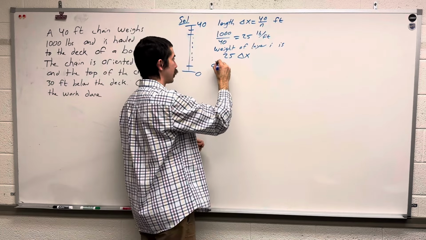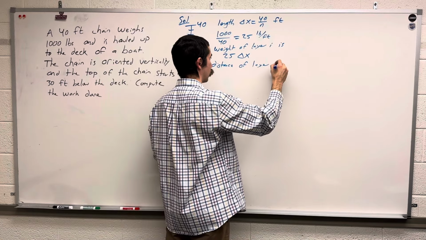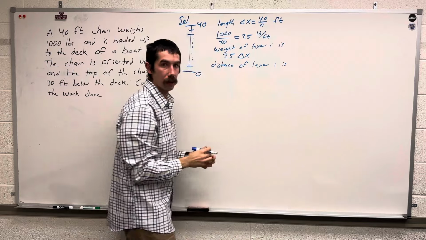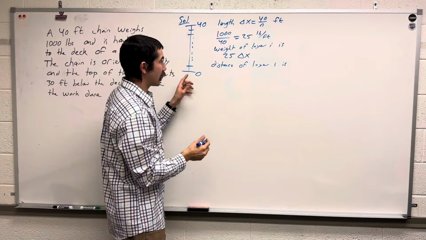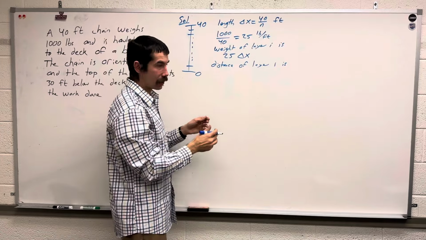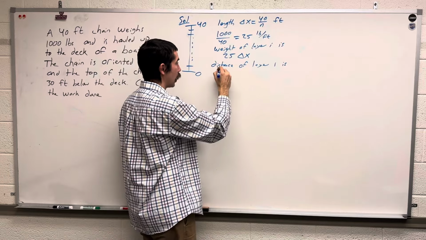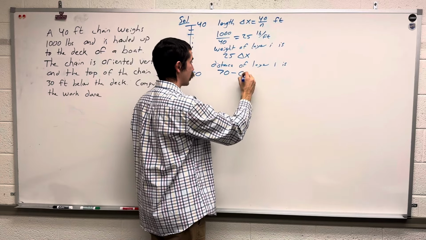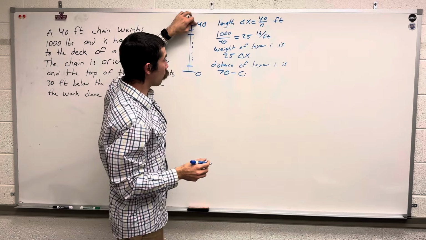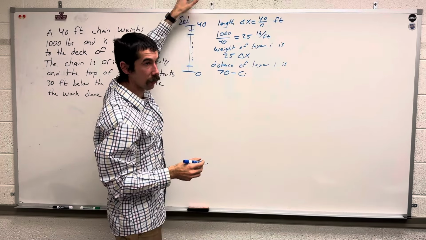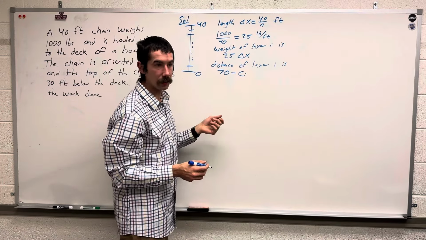Okay, the distance of layer i, well, let's say c sub i is its corresponding position that it's identified to. That's going to be 70 minus c sub i. So how did I get this? Well, we wanted 40 to go a distance of 30. So 70 minus 40 is 30. We wanted 0 to go a distance of 70.